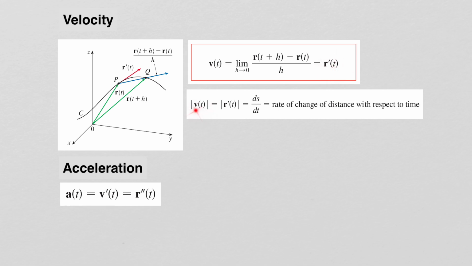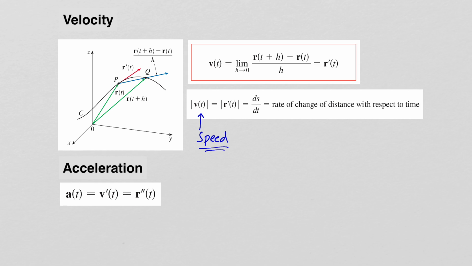If you take the magnitude of this velocity vector, this is the magnitude of the derivative of the position, which we know is ds/dt, which is the rate of change of the distance with respect to time. So in short, when you take the magnitude of the velocity vector, you are getting the speed of the object. Remember, velocity is a vector, which has both a magnitude and direction. But when you take the magnitude of the velocity vector, you are just looking at the speed.